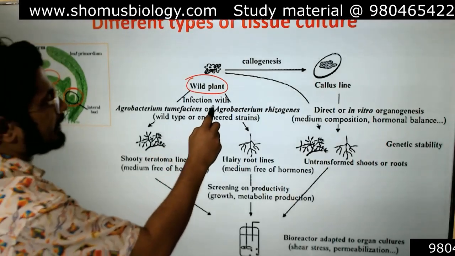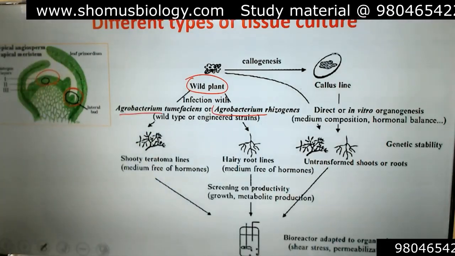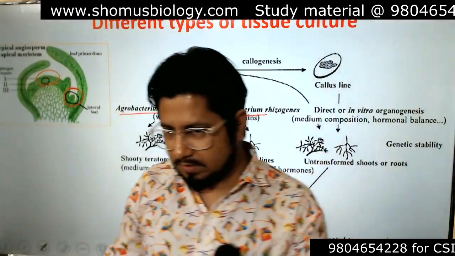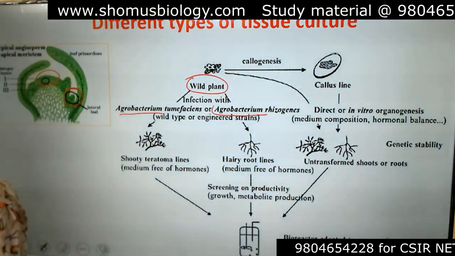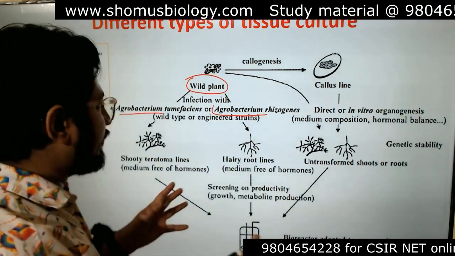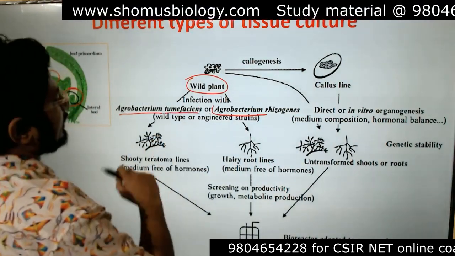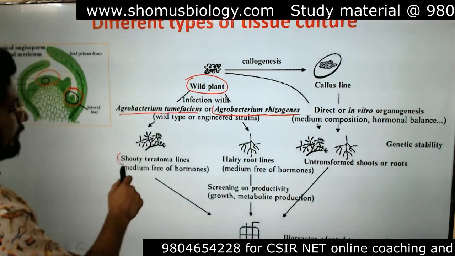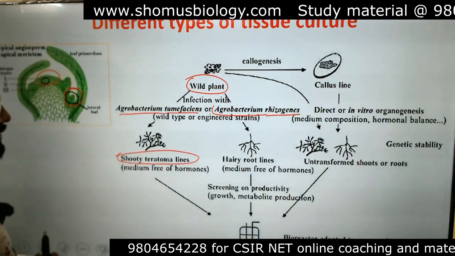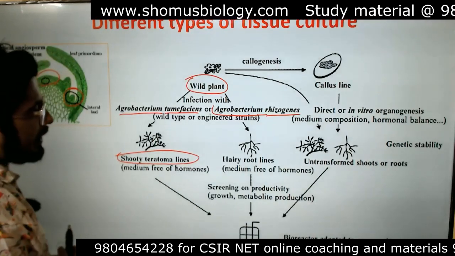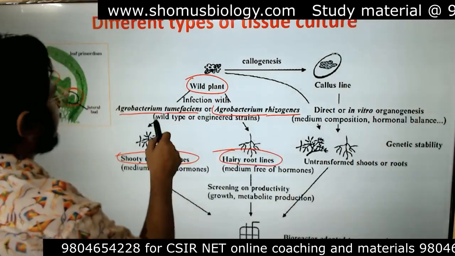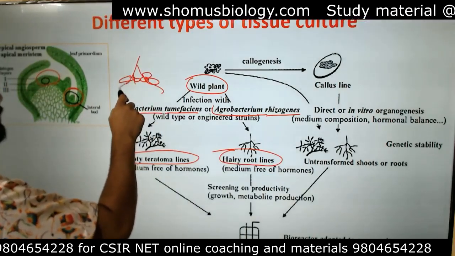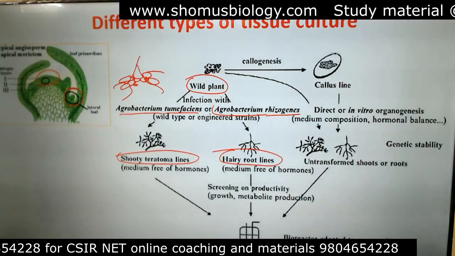Generally we can do that with Agrobacterium, right? Agrobacterium is a natural gene delivery vehicle to transfer a target DNA, a target gene, inside a plant cell. There are two different species, Agrobacterium tumefaciens and Agrobacterium rhizogenes. Agrobacterium tumefaciens infection causes shooty teratoma lines, causing tumor formation in the root, known as crown gall.